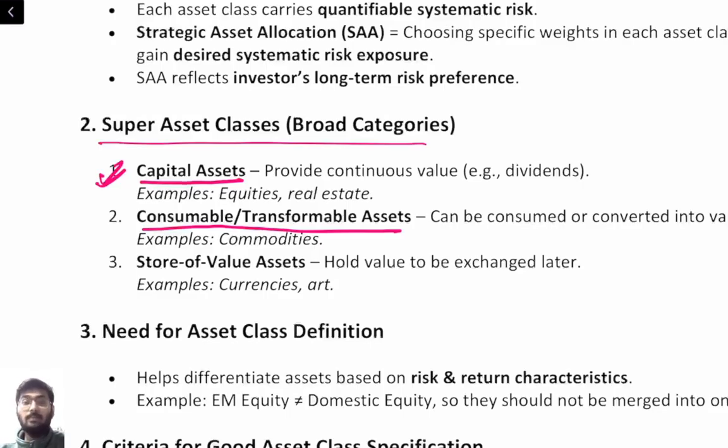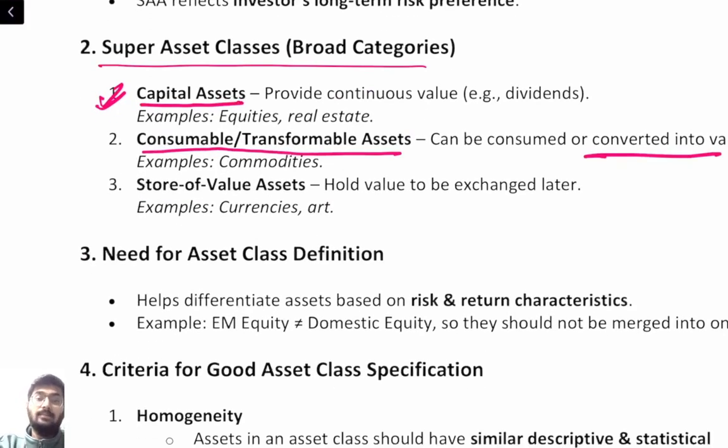Now, coming to the second one, consumable and transformable assets. Clear? What is this? Assets that can be used up or converted into value, like oil, wheat, copper, commodities, raw material. So you can use them. Clear? Like milk or vegetables. Once used, they are gone. So either you can use them or they get converted. Then the third one is store of value assets, assets that store value and give money when sold, like gold, currency, some art, some rare coins. So it's like saving money in a locker but in different forms.